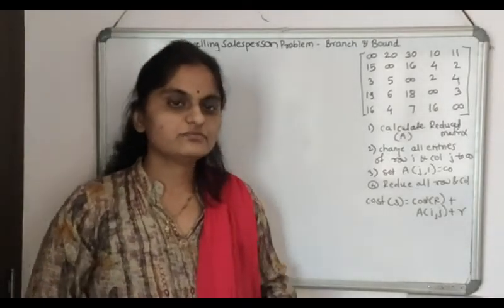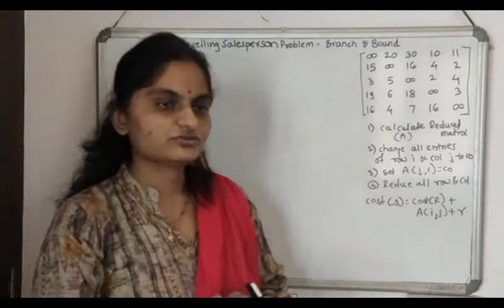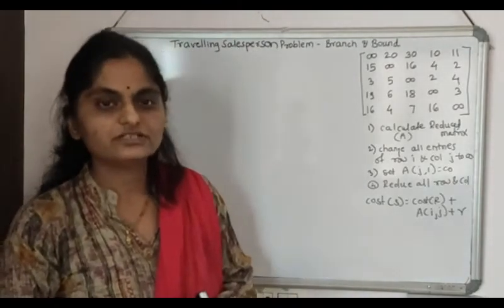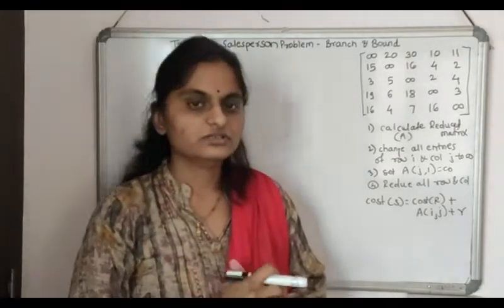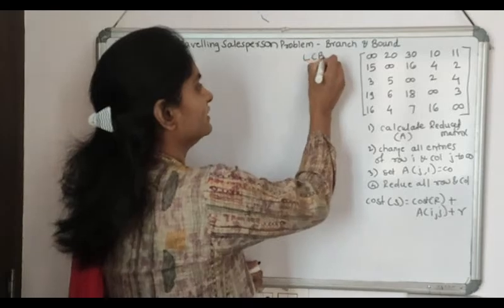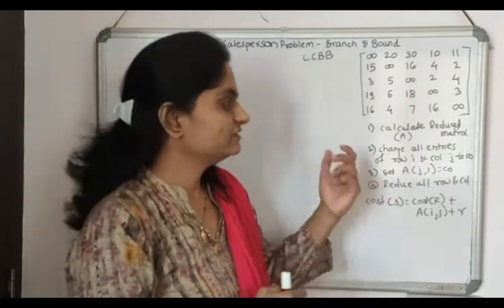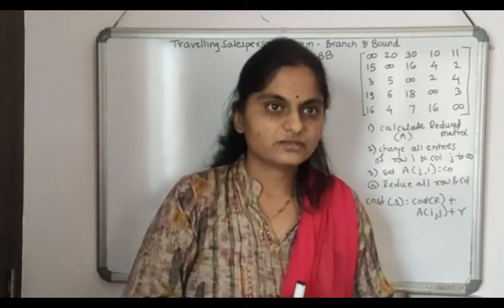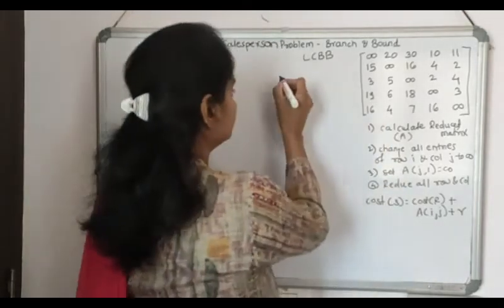Traveling salesperson problem using branch and bound. This problem is also solved using the backtracking method, and also in dynamic programming. But in branch and bound we can use the LCBB method, that is least cost branch and bound, to solve this traveling salesperson problem. The main part is to find out the shortest path.